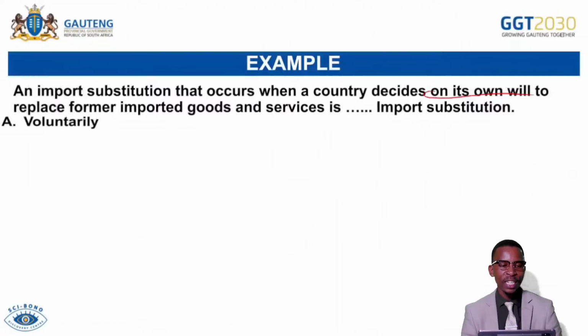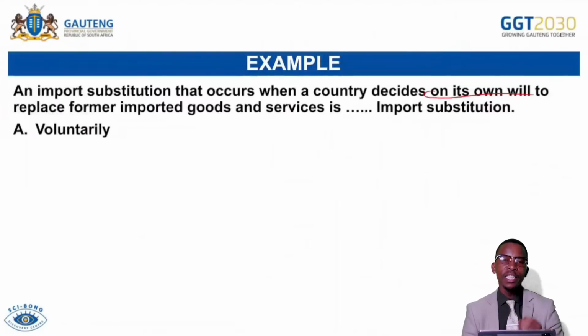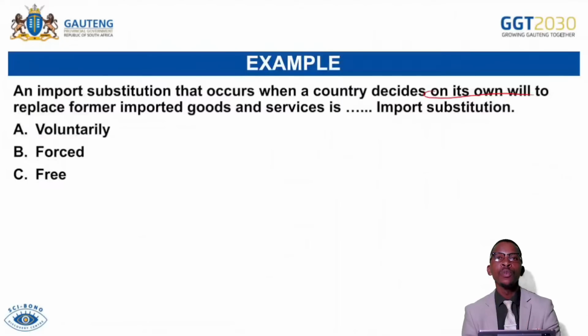So let's check what is provided to you. Voluntarily, yes, it's voluntarily. When the country volunteers to replace former imported goods, that's a voluntary import substitution. It happened in South Africa when South Africa decided to produce steel on its own. It formed the company known as ISCOR because it wanted to avoid depending on foreign countries for steel. And then we have forced, which happens when the country is sanctioned from trading with other world countries, so we'll be having the forced import substitution.